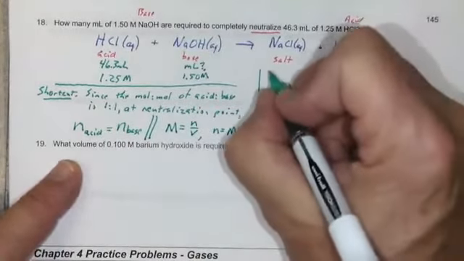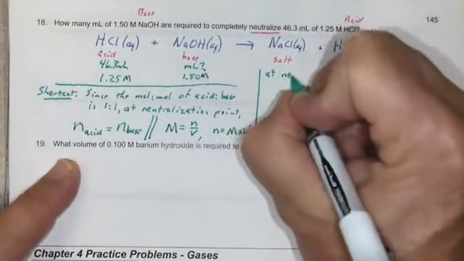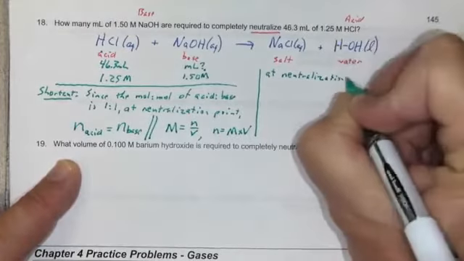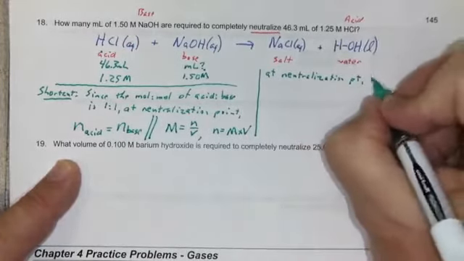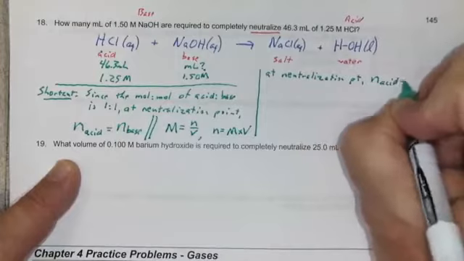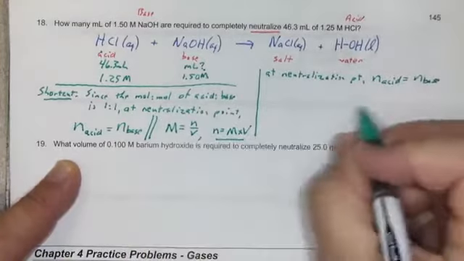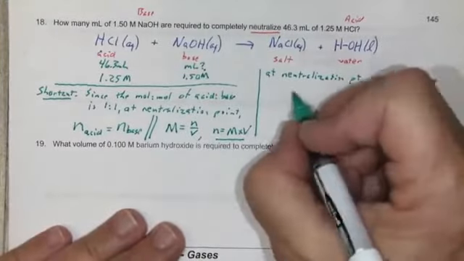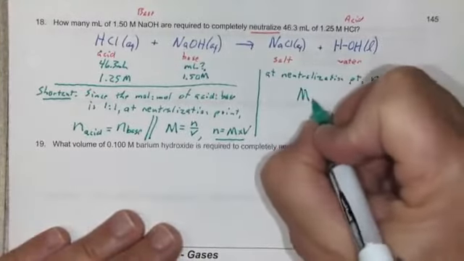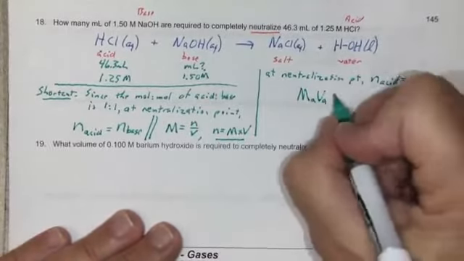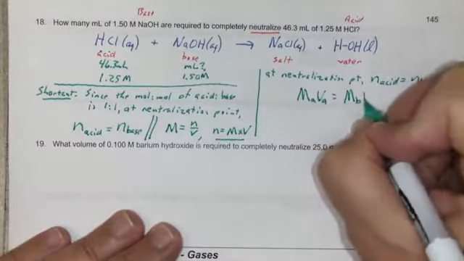At the neutralization point, the number of moles of acid equals the number of moles of base. Well, look at this expression. What are the number of moles of acid? The number of moles of acid is the molarity of the acid times the volume of the acid. What's the number of moles of base? It's the molarity of the base times the volume of the base.